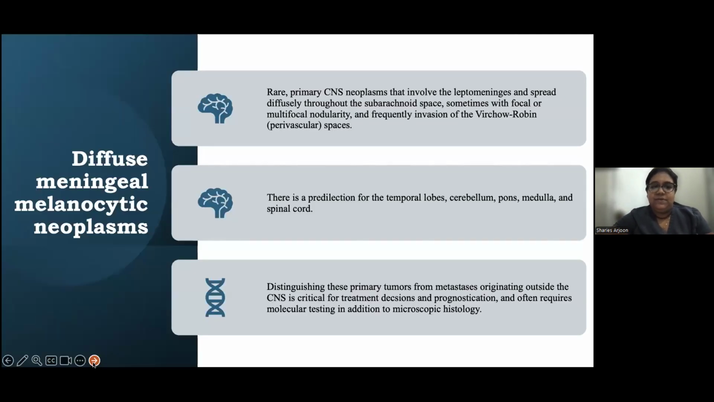So starting off with diffuse meningeal melanocytic neoplasms, these are, as mentioned, rare primary CNS neoplasms that involve the leptomeninges and spread diffusely throughout the subarachnoid space, sometimes with focal or multifocal nodularity and frequent invasion of the Virchow-Robin or perivascular spaces. There's a predilection for the temporal lobes, cerebellum, pons, medulla, and the spinal cord. Distinguishing these primary tumors from metastases originating outside of the CNS is critical for treatment decisions and prognostication, and often requires molecular testing in addition to microscopic histology.